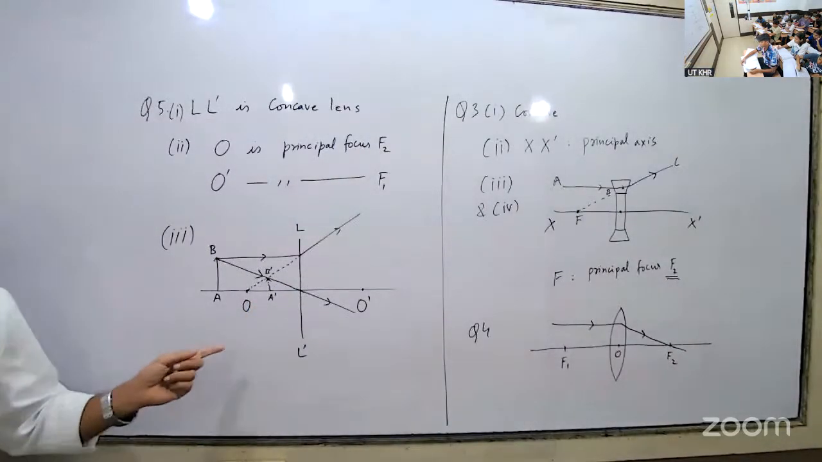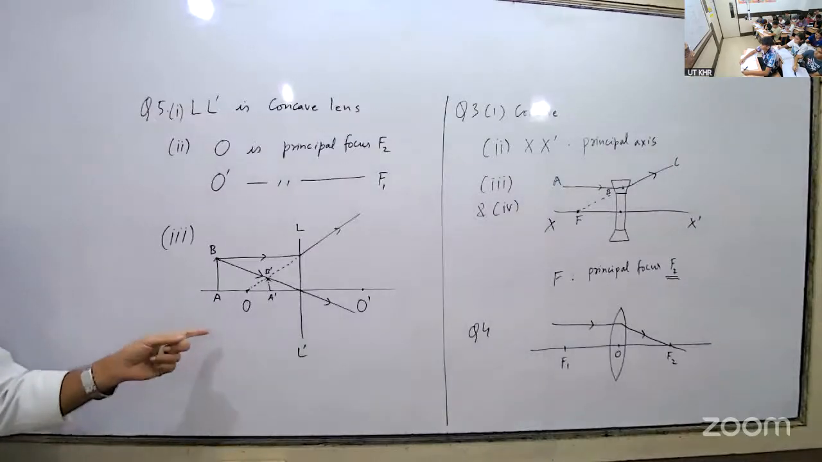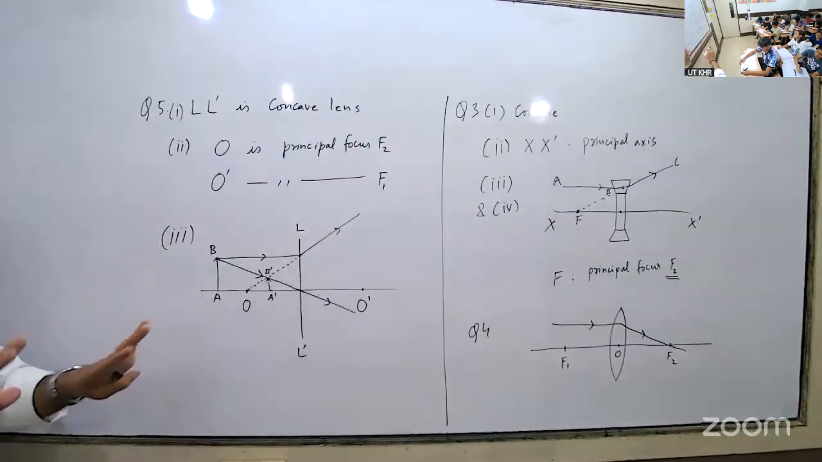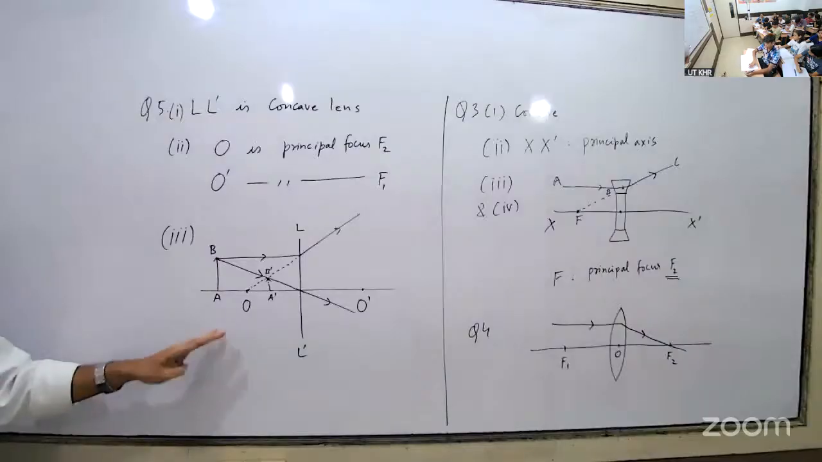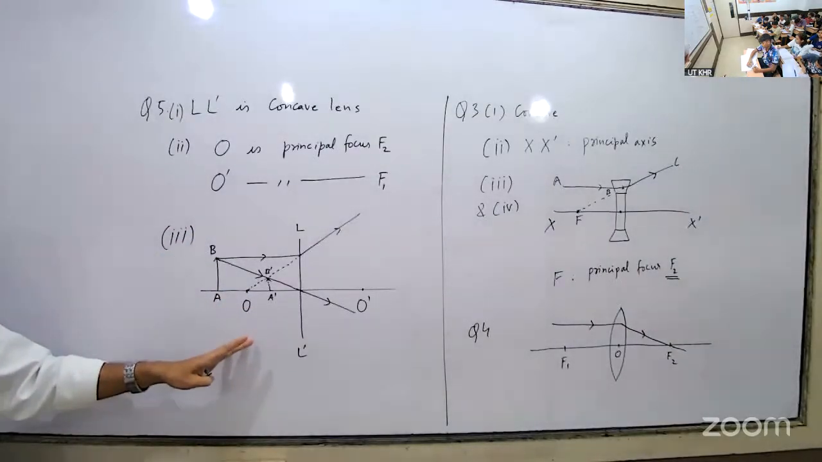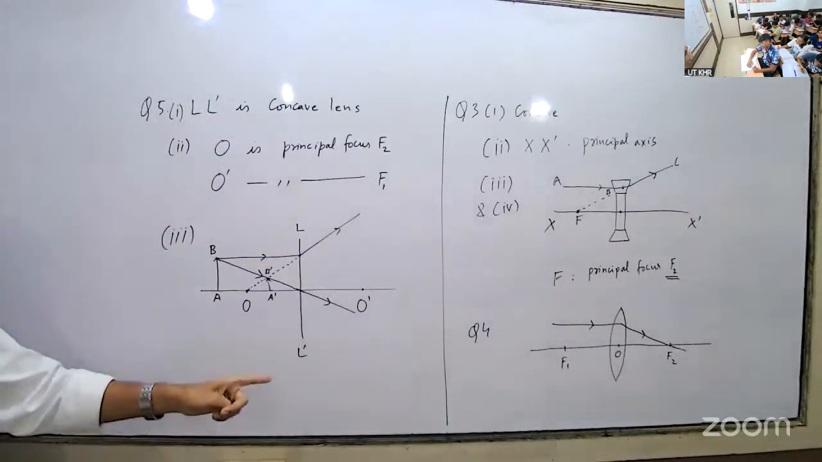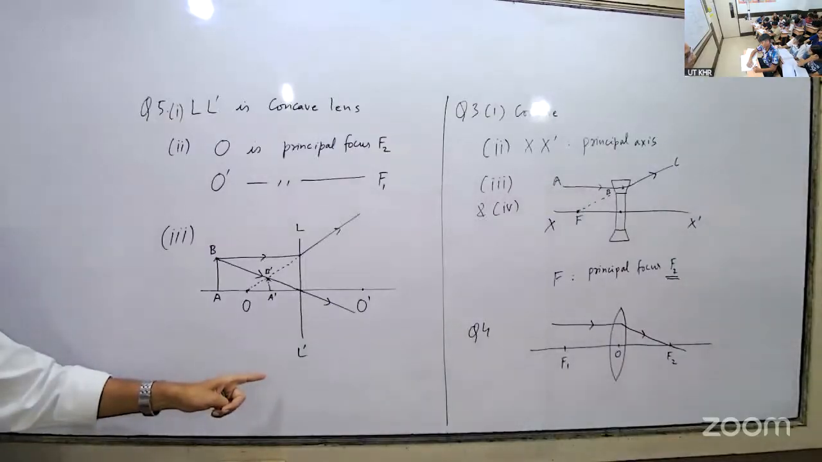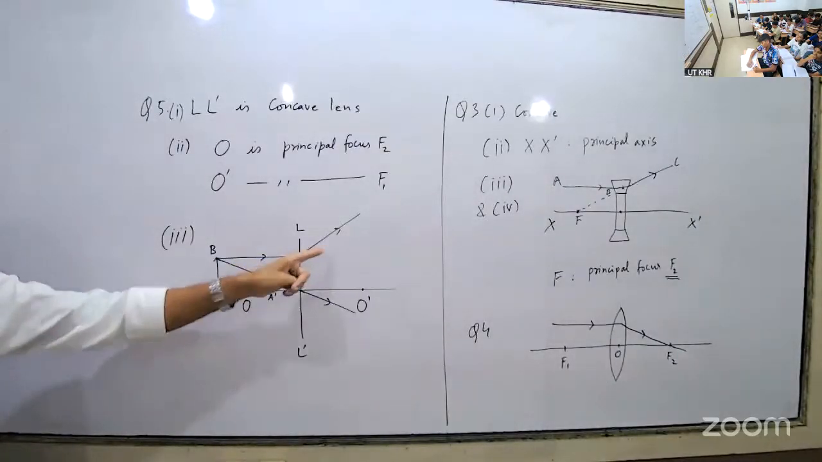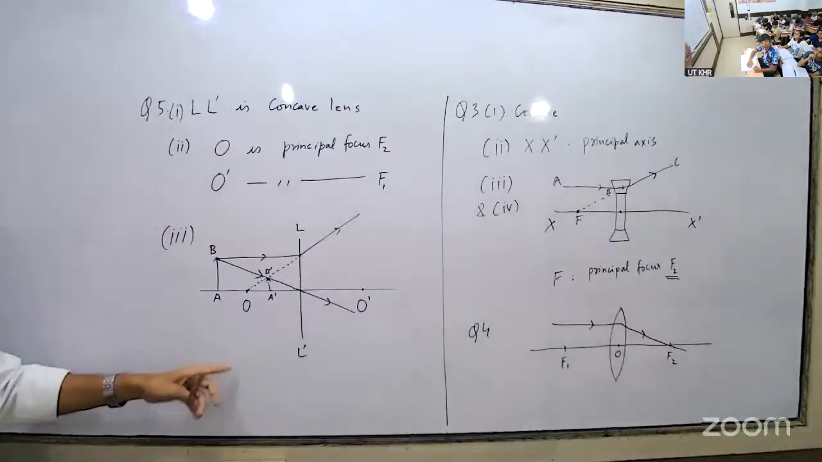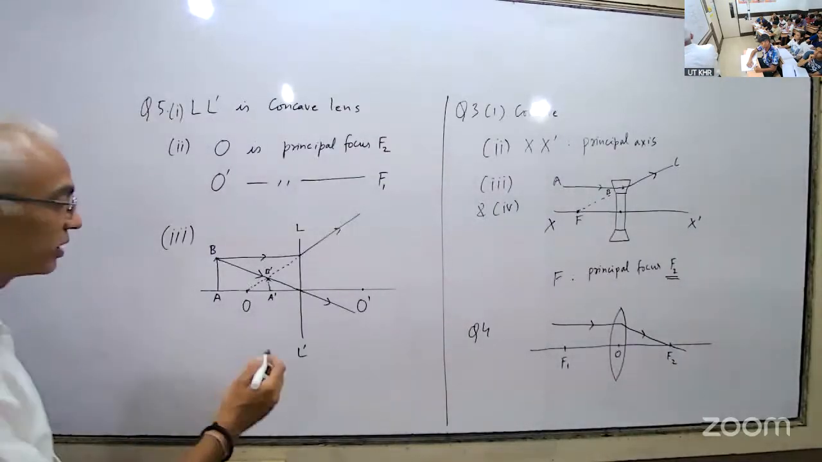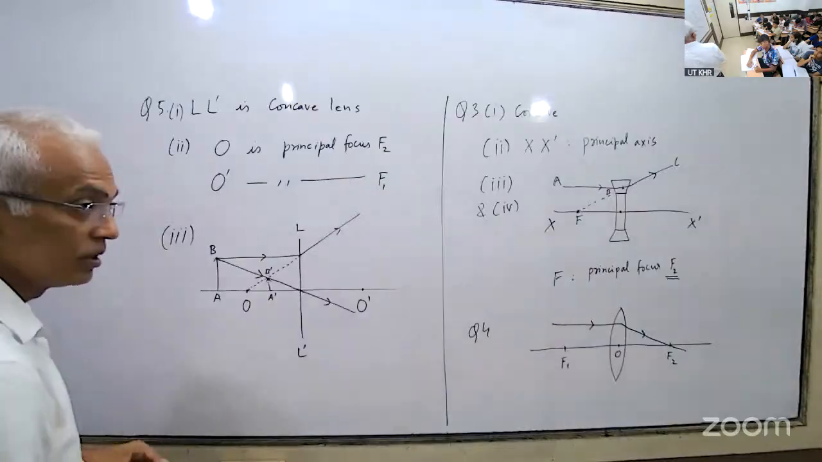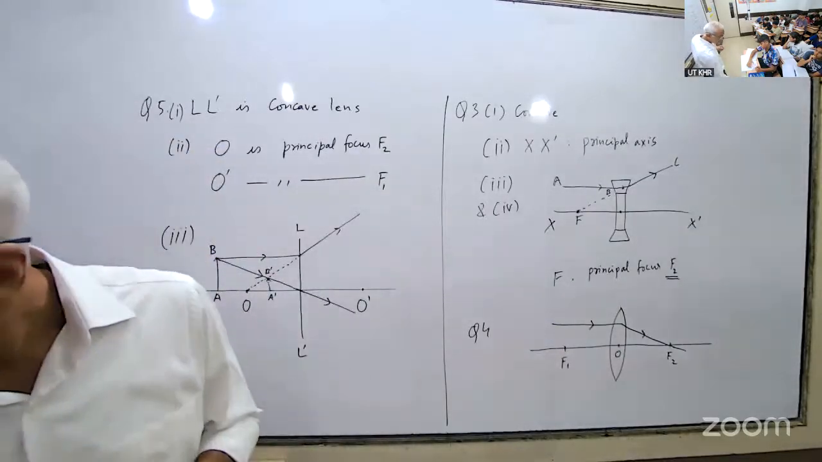Is it understood how the diagram is to be completed? We have done it so many times, right? But the way the question is asked, the lens is given as a straight line now. So you have to sense that it is a diverging, that is concave lens. So for the concave lens, you have already drawn this line.